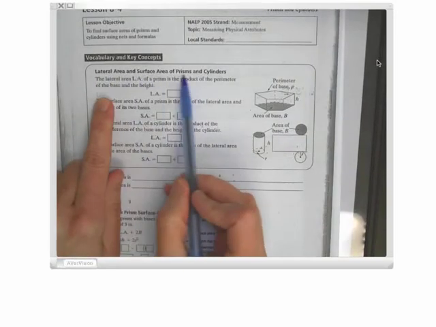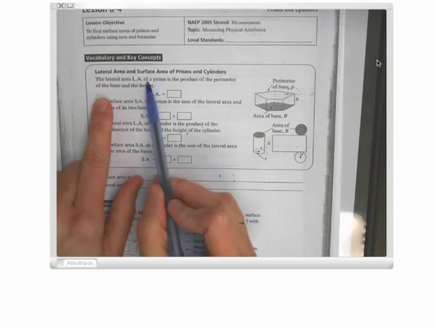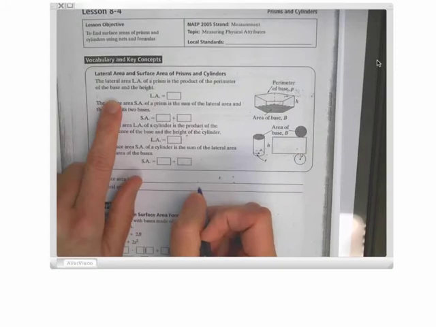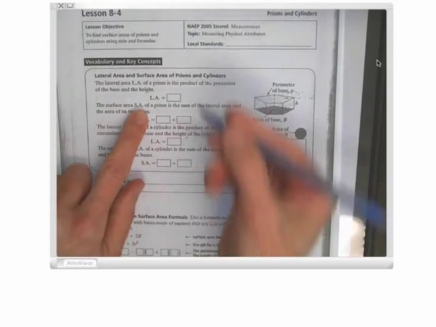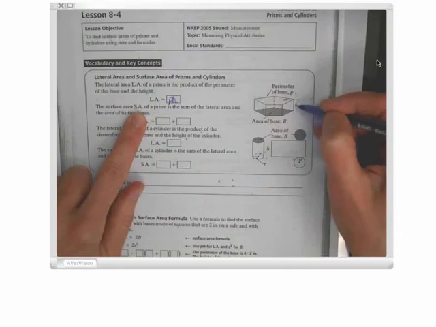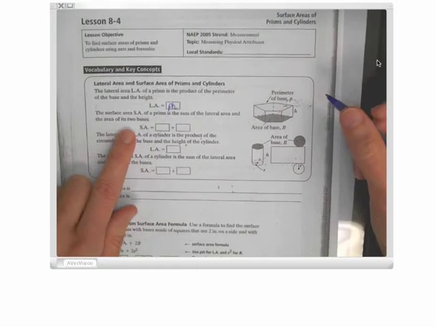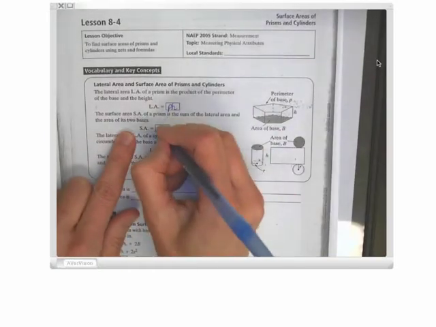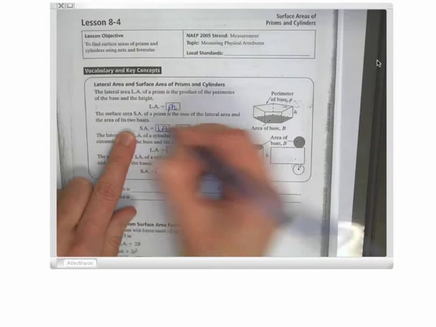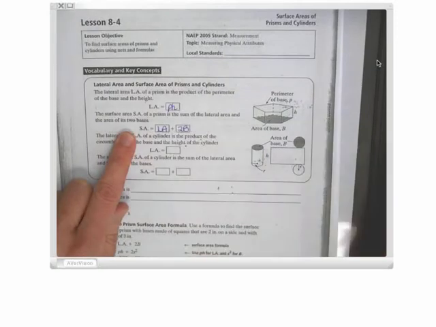Lateral area is surface area of prisms and cylinders. Lateral area, abbreviated LA, of a prism is the product of the perimeter of the base and the height. So we'll just call that PH, the perimeter of the base, which is P, times the height, which is H. The surface area of a prism is the sum of the lateral area and the area of its two bases. So this is going to be lateral area, what we just did there, plus 2 times capital B, meaning the area of the bases, both of them.